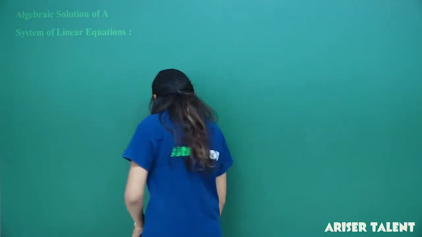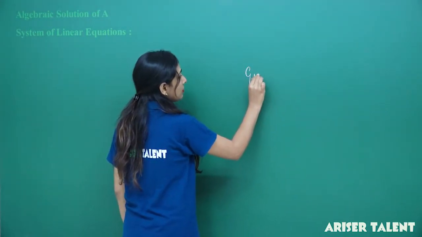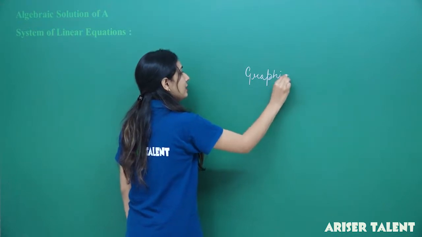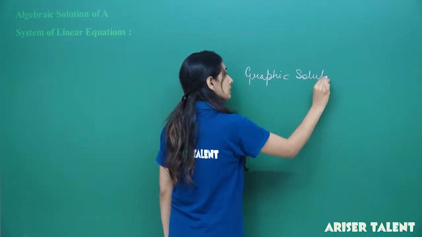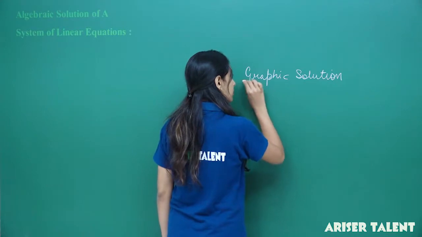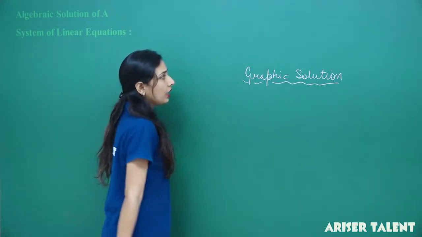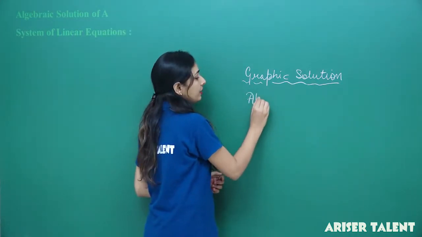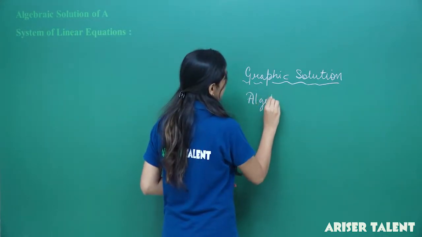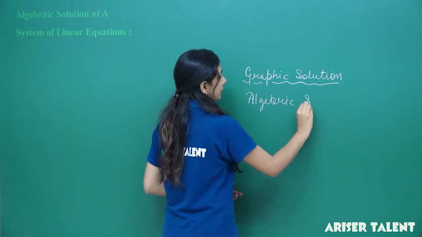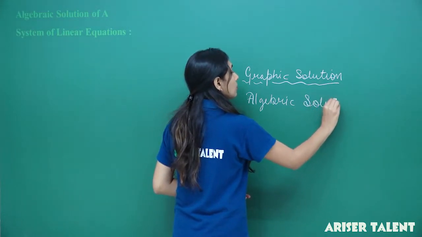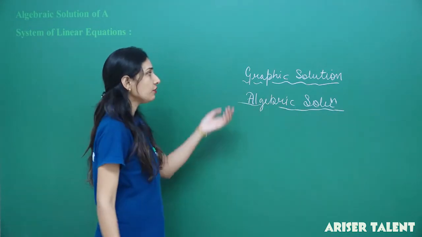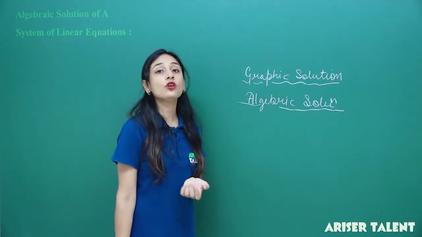So students, why am I talking about this algebraic solution? Because we have talked about graphic solution, right? We have talked about this. Okay. Now we have talked about graphic solution. We are now talking about algebraic solution. Right. So, why is there a need of algebraic solution when we are having graphic solution?